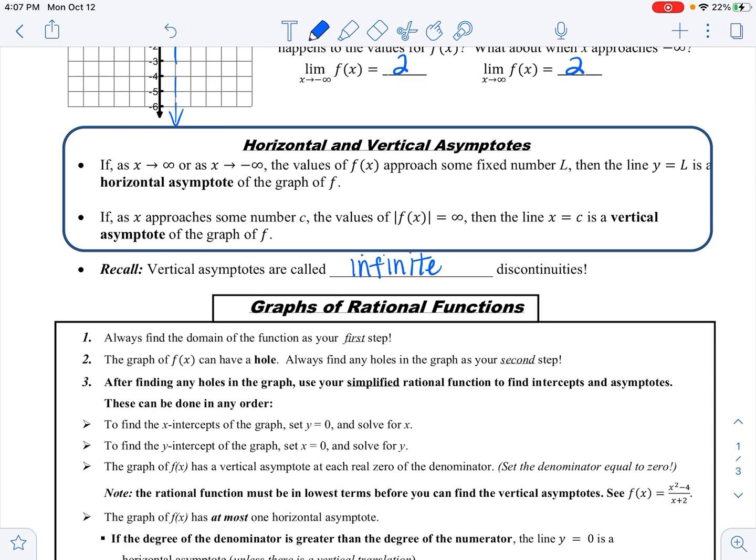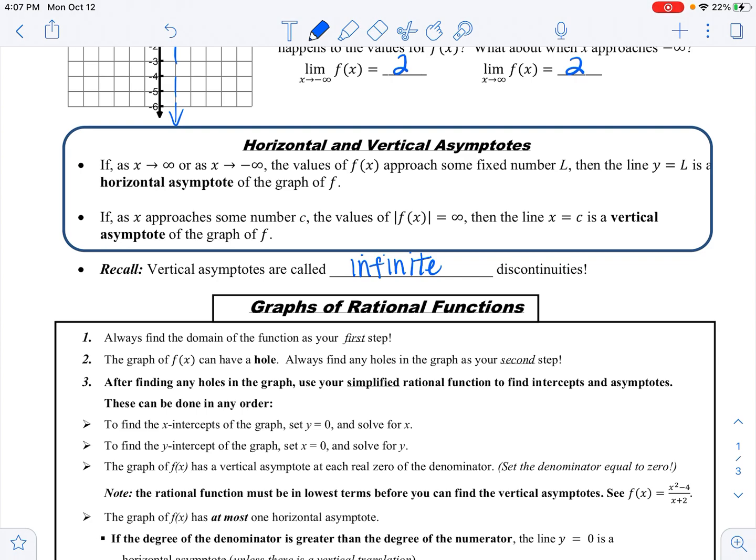Just as a reminder, vertical asymptotes are infinite discontinuities. Horizontal asymptotes are not called infinite discontinuities, because a graph can still be continuous if there's a horizontal asymptote. All right, graphs of rational functions.